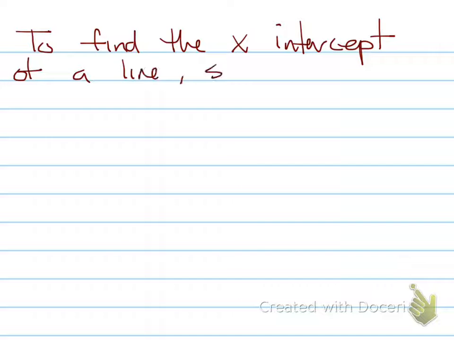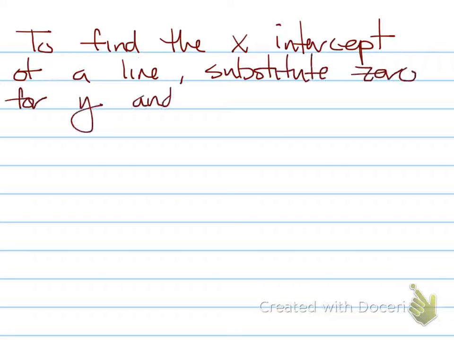So that leads us to the process of finding the x and the y-intercepts. A couple lessons ago, we discussed that the x and the y in the equation of a line represent points on the line. So if we're trying to find the x-intercept, we're going to replace the y with 0. And likewise, if we're trying to find the y-intercept, we're going to replace the x with 0.